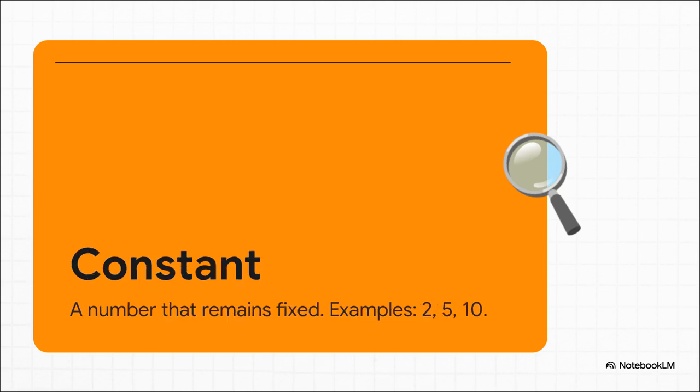Next up, we have the constant. And this one, it's super easy. A constant is just a plain old number. Its value is fixed, it never changes, it is, well, constant. You know, like the number 2, or 5, or 10. What you see is exactly what you get.